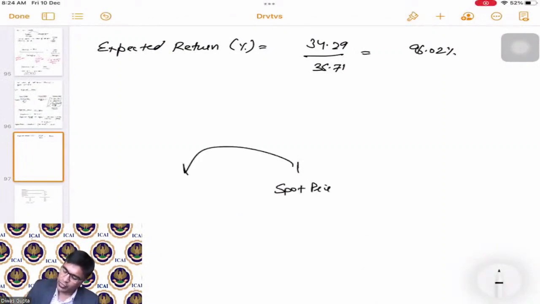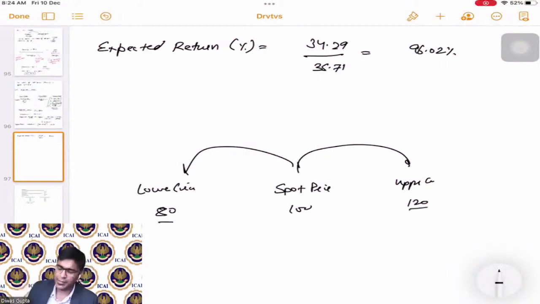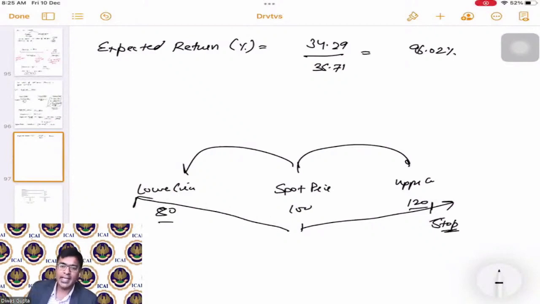There will be two values to every price of equity share: the lower circuit value and the upper circuit value. For example, the spot price is 100, lower circuit value is 80, upper circuit value is 120. If the price in the same day goes from 100 to more than 120, the trading will stop here. Similarly, if the price goes down to 80, again the trading will stop here.